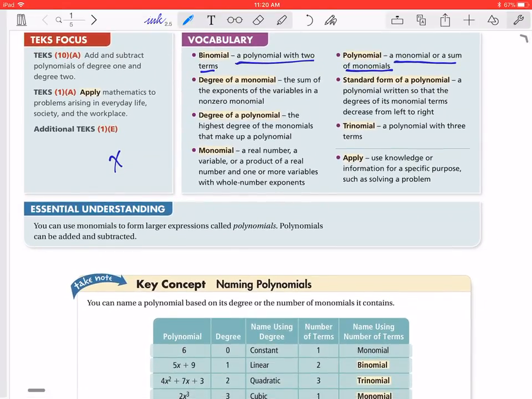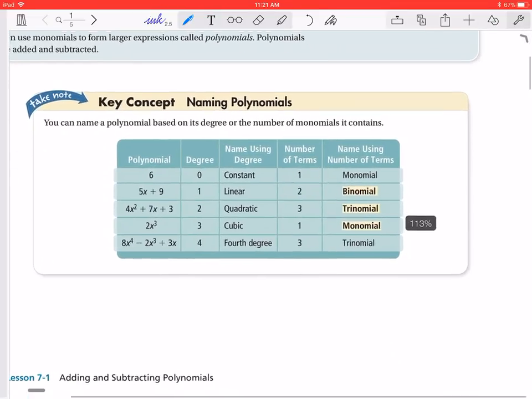All right. Now, the degree of a monomial is the sum of the exponents of the variables in a non-zero monomial. I don't think I'm even saying that right. It's hard to say. The degree of a polynomial is the highest degree of the monomials that make up a polynomial. And we're going to talk about that in a second.